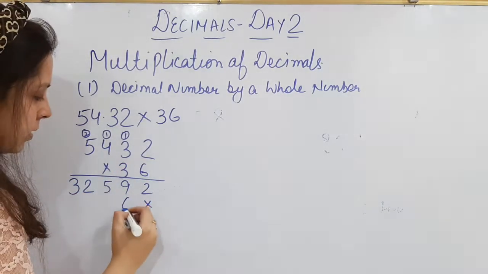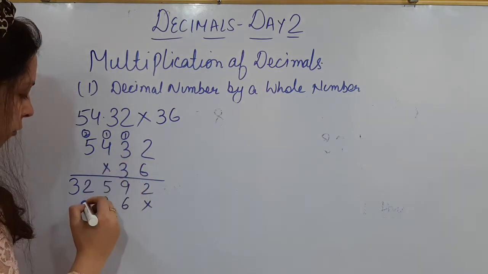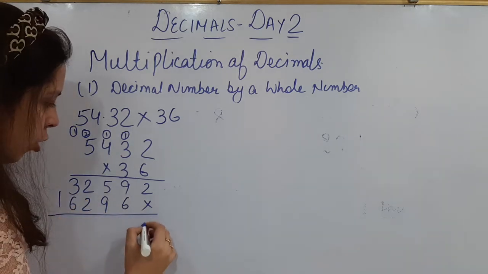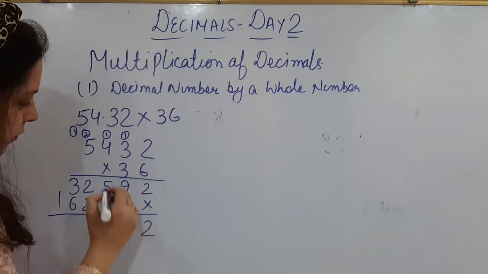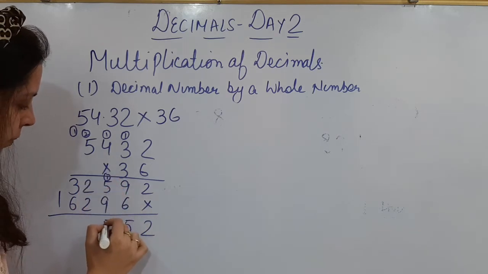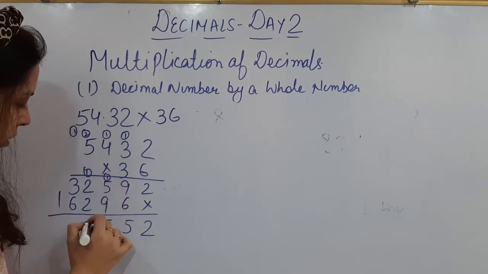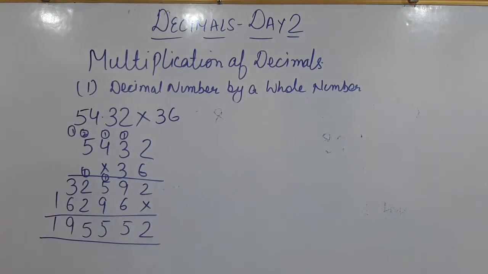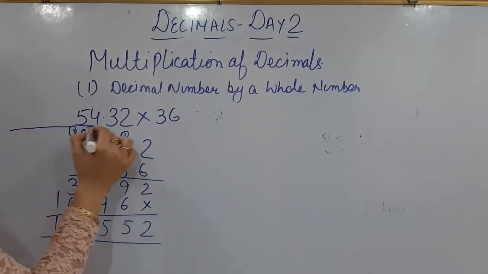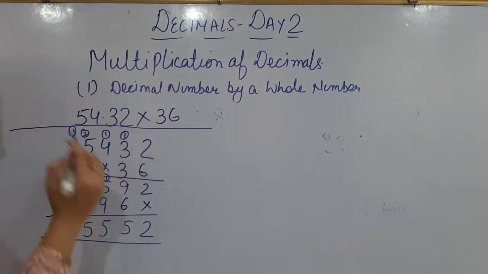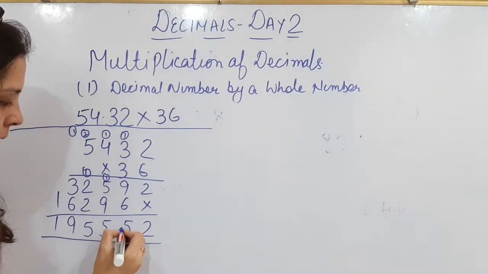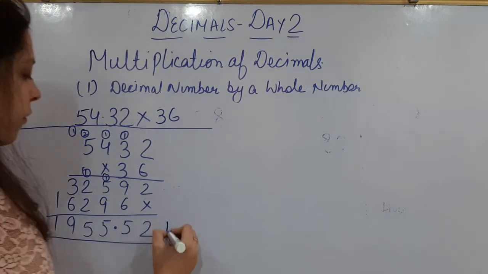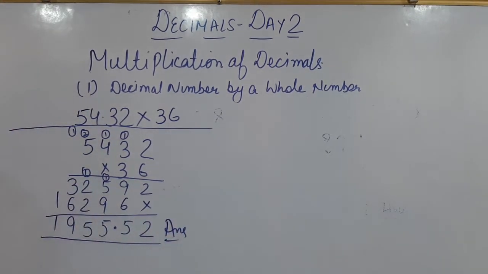Now see, 3 times 2 is 6. 3 times 3 is 9. 3 times 4 is 12. 3 times 5 is 15 plus 1 is 16. Now add this. So 9 plus 6 is 15. 9 plus 1 is 10. 10 plus 5 is 15. 2 plus 2 is 4 plus 1 is 5. 6 plus 3 is 9. So 19,552. Now we will count the decimal places in the question. There are only 2 decimal places. So we will put a decimal point before 2 digits. So 1955.52 will be the answer.